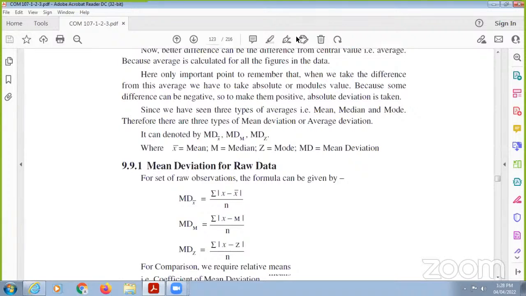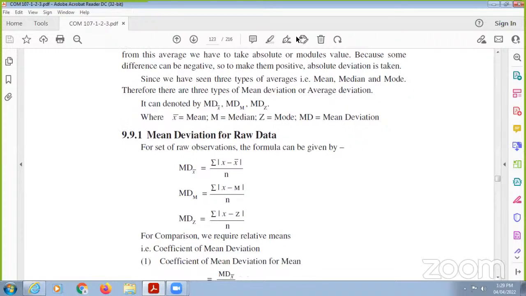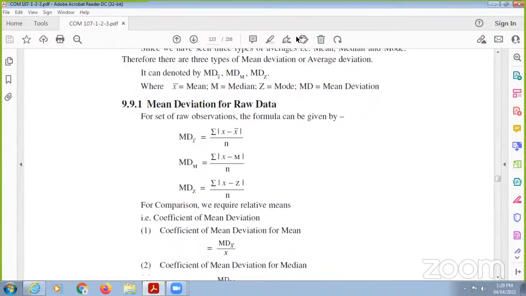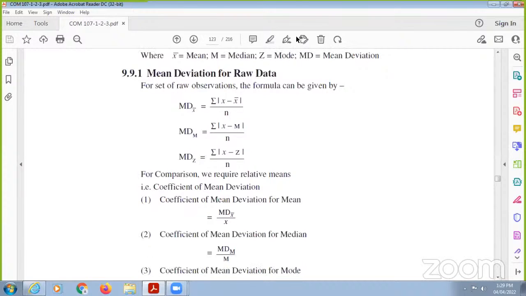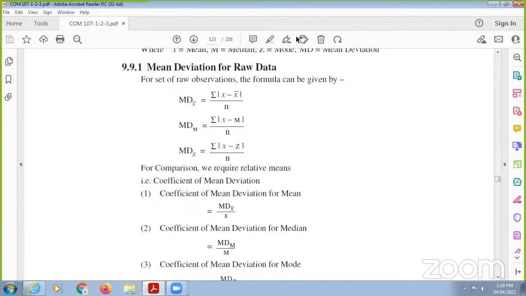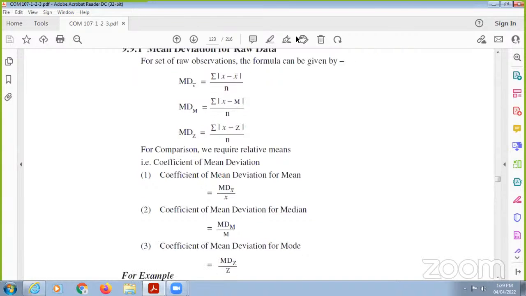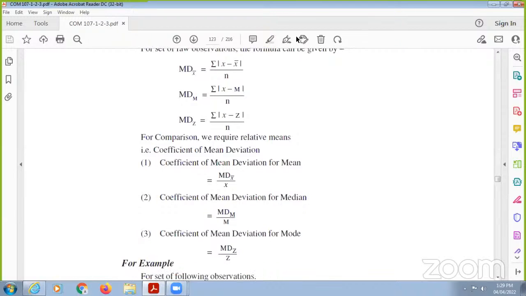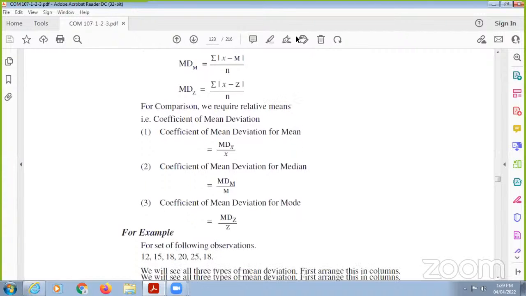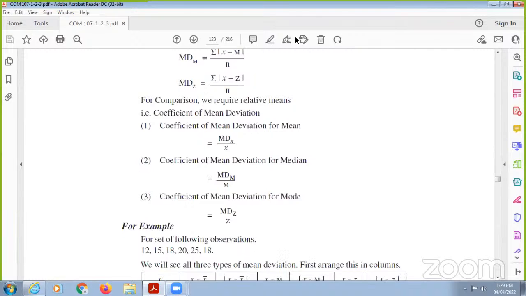For comparison we require relative measures. Here, coefficient of mean deviation from mean, that means mean deviation from x bar upon x bar. Then second is coefficient of mean deviation from median, mean deviation from median upon M, that is median. Then coefficient of mean deviation from mode, that is mean deviation from mode upon Z also. An example is given here, for the set of following observations you have to find such answers also.